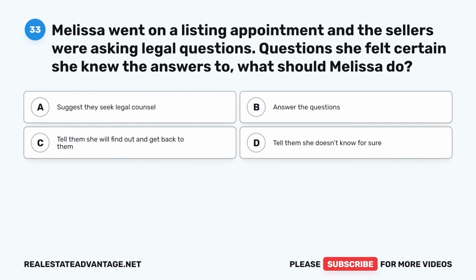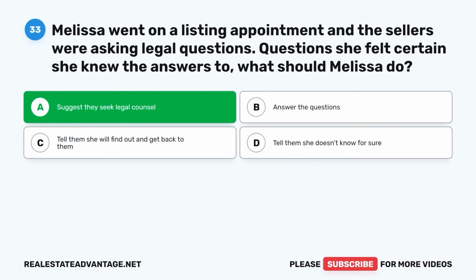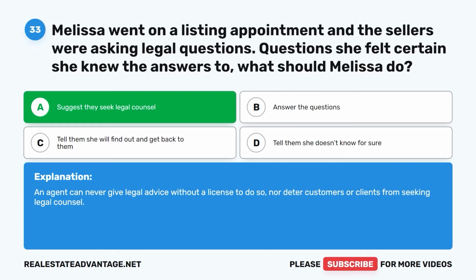Question 33. Melissa went on a listing appointment, and the sellers were asking legal questions, questions she felt certain she knew the answers to. What should Melissa do? A. Suggest they seek legal counsel. B. Answer the questions. C. Tell them she will find out and get back to them. D. Tell them she doesn't know for sure. The correct answer is A. Suggest they seek legal counsel. An agent can never give legal advice without a license to do so, nor deter customers or clients from seeking legal counsel.